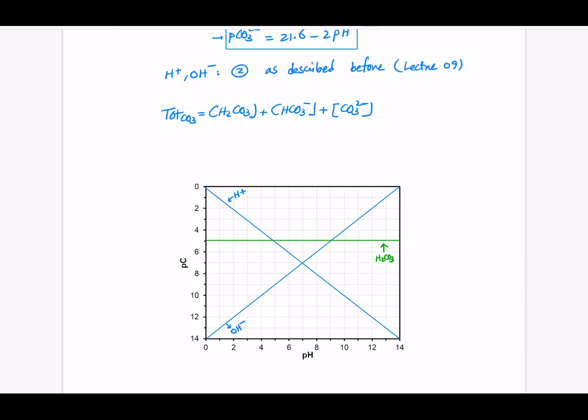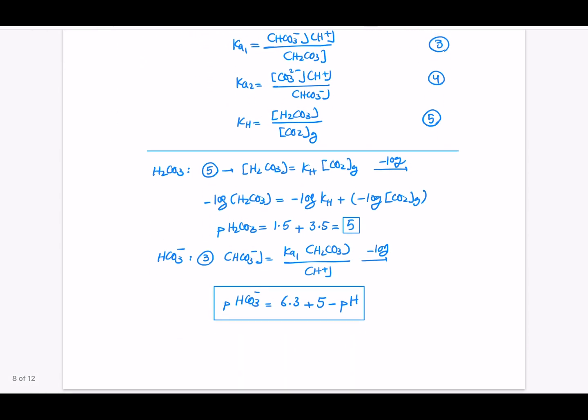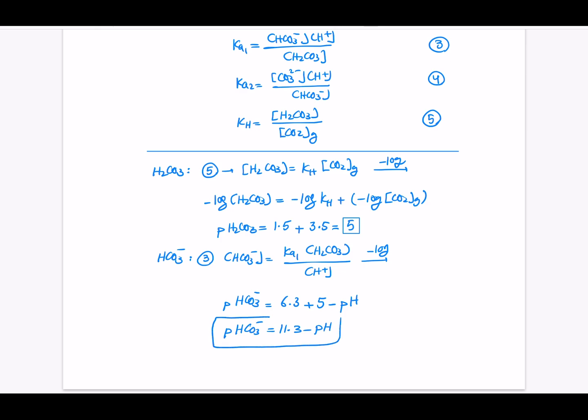The next line is bicarbonate, HCO3 minus. We need to look at the equation of the line. This was the equation. I didn't simplify this, so this has to be simplified to a better form. Sorry. So then it would be P HCO3 minus equals 11.3 minus pH. So this is the equation for the line.